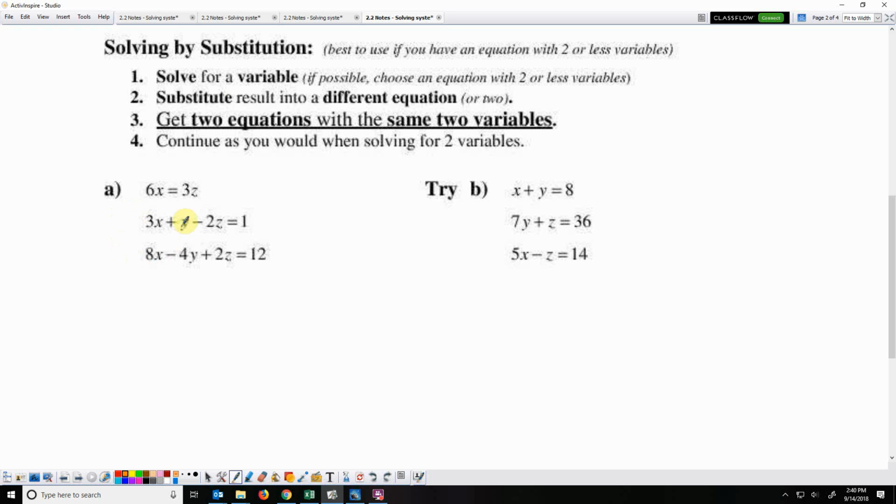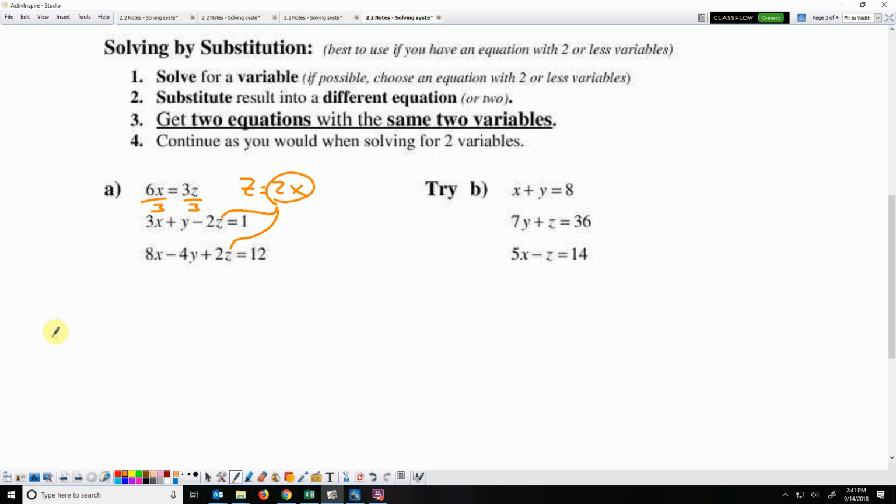The easiest place to do that here is solving for z by dividing both sides by 3, and I get z equals 2x. So I've gotten a variable by itself. Now what I want to do is substitute that result into a different equation, or possibly 2 equations. Z shows up here and here, so I'm going to plug that value of z in right there and right there.